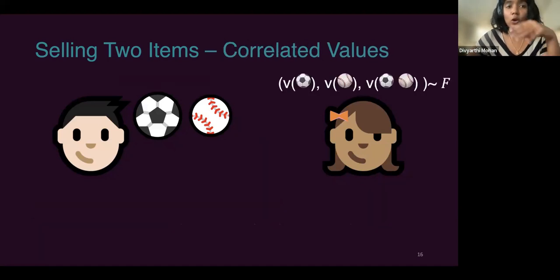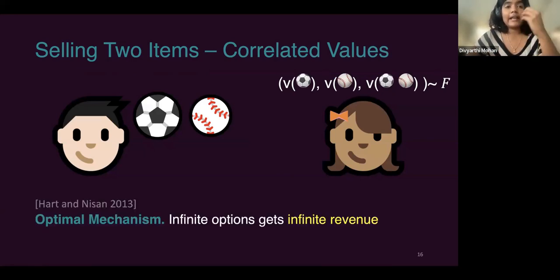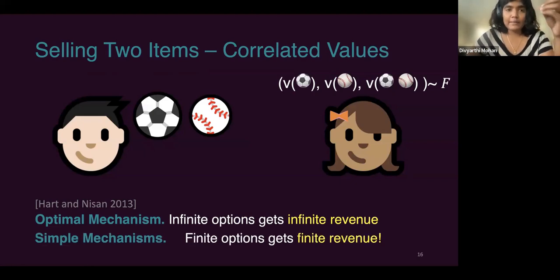It's because in the correlated setting, things get even more crazy. Hart and Nisan showed that here, not only does the optimal mechanism have infinitely many options and get infinite revenue, any simple mechanism, any finite mechanism, only gets finite revenue. So there is this infinite gap between what the optimal can do and what any simple mechanism can achieve. So we really can't say much in the correlated setting.